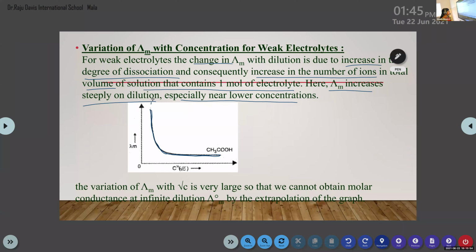And this variation of molar conductivity with the concentration is very large, so we cannot obtain this molar conductivity directly from the extrapolation of the graph. That's why we are choosing Kohlrausch's law to find out the limiting molar conductivity, then the degree of dissociation, then the dissociation constant. Okay.